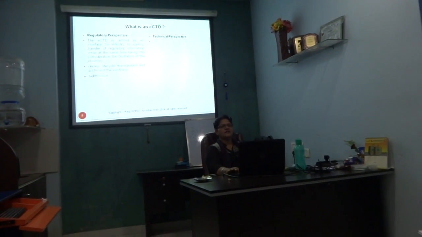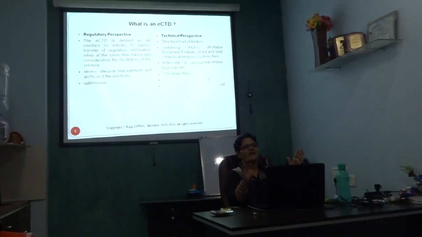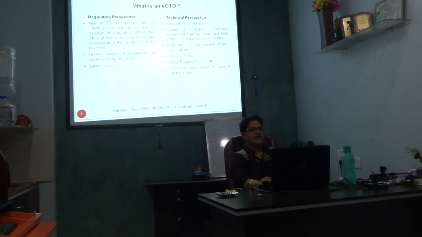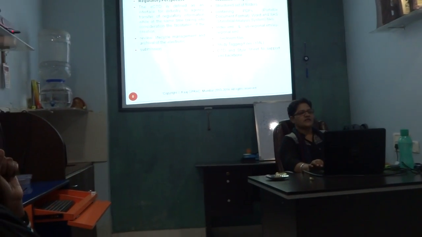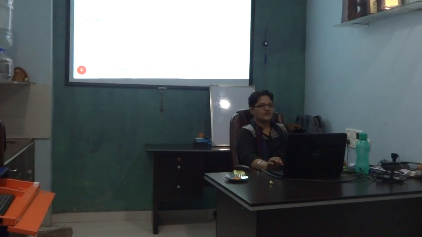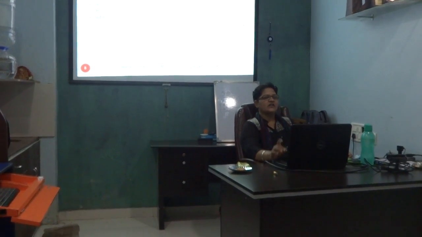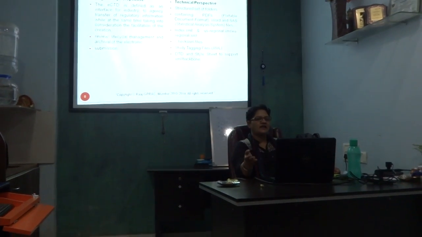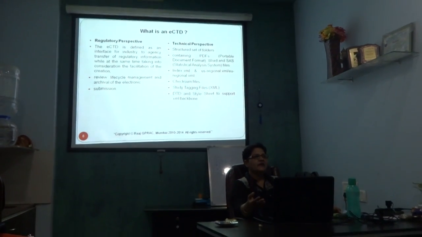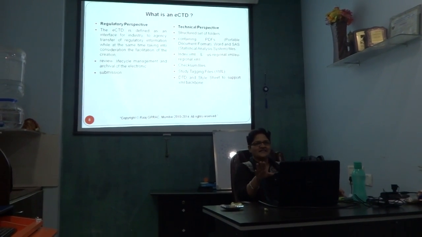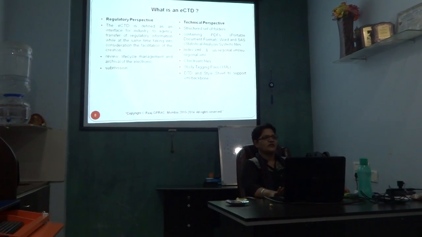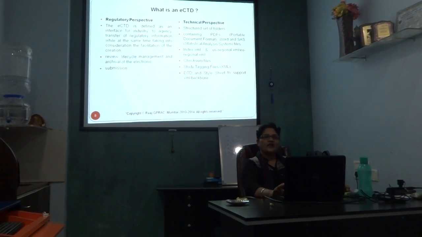So what is an eCTD from the regulatory perspective and technical perspective? From the regulatory perspective, the eCTD is defined as an interface for industry to agency transfer of regulatory information while at the same time taking into consideration the facilitation of the creation, review, life cycle management and archival of electronic submission. So it helps right from the creation, review, life cycle management and archival of electronic submission. That is the regulatory perspective.